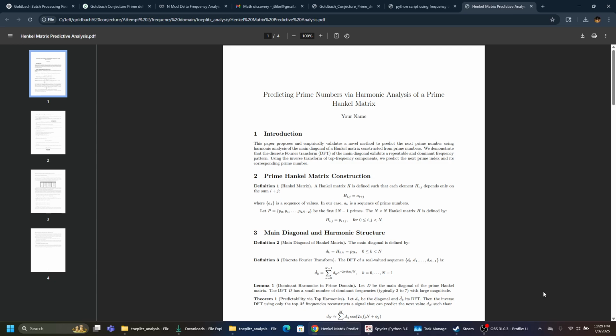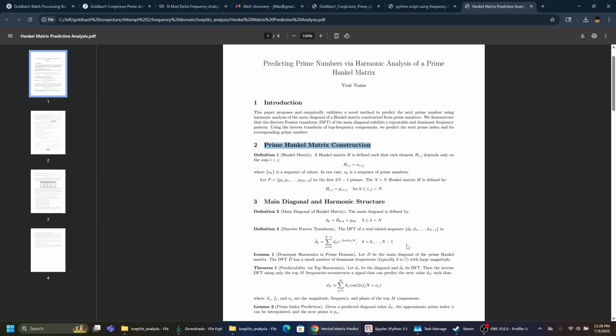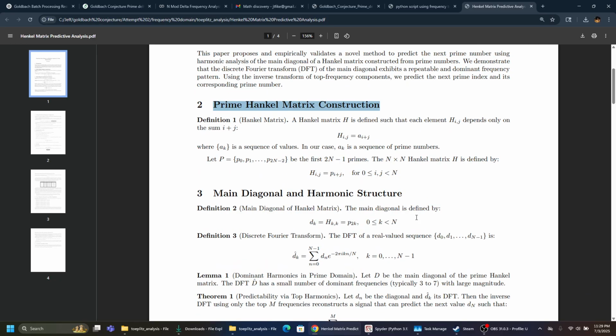I found that prime numbers follow a repeatable frequency. And I know that sounds amazing and impossible, but it's true. So what you have to do is form a prime Hankel matrix, which I know sounds crazy. And here is the math. I'm going to zoom in so everybody can see the formula. Basically, it's a linear algebra style matrix.